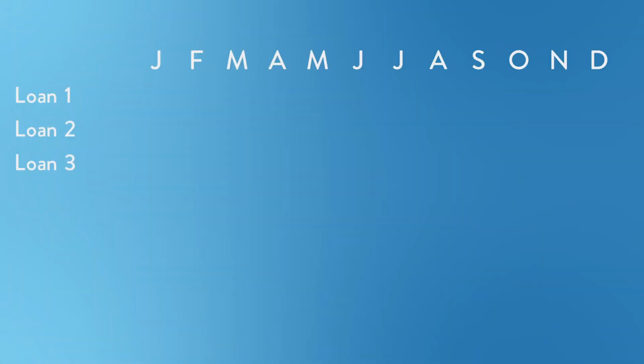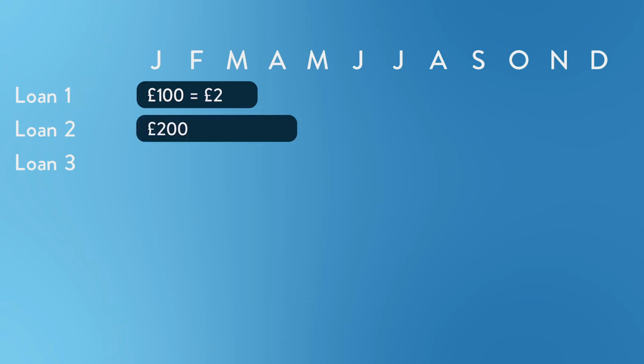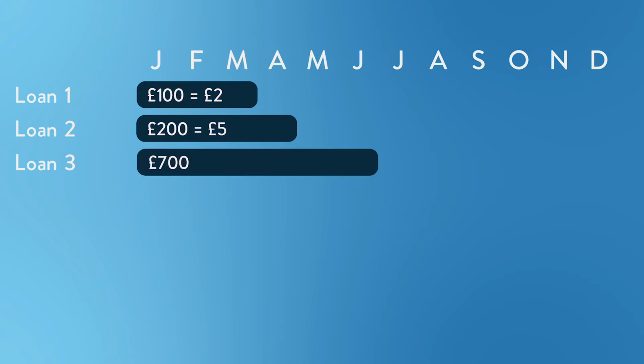The next layer of complexity is that we are not calculating the return of one loan, but multiple, all with different terms, capital, and returns. To get the platform-wide net return, we need to know what the capital and gains are for each loan and over what period of time. Say we have 3 loans in the last 12 months. The first is £100 over 3 months, giving a £2 net return. The second is £200 over 4 months, giving a £5 net return. The third is £700 over 6 months, giving a £68 net return.